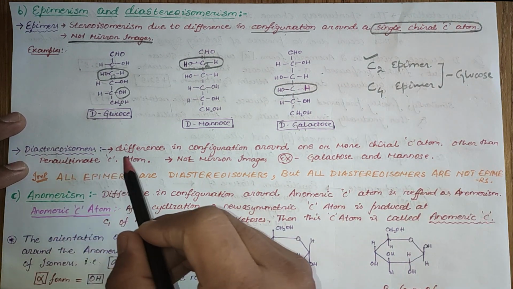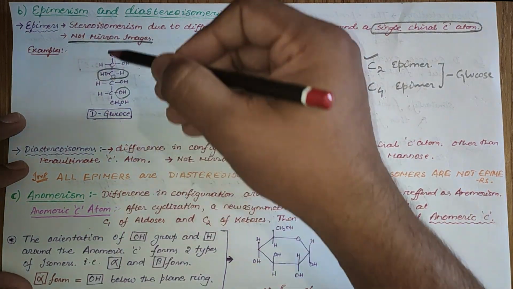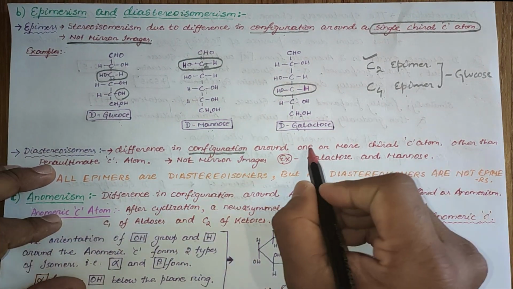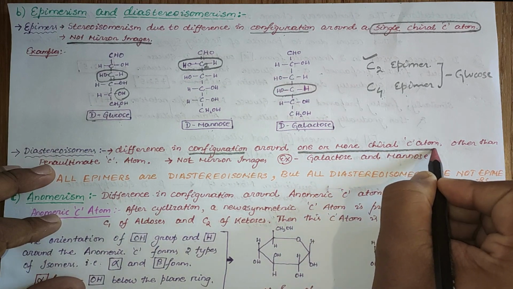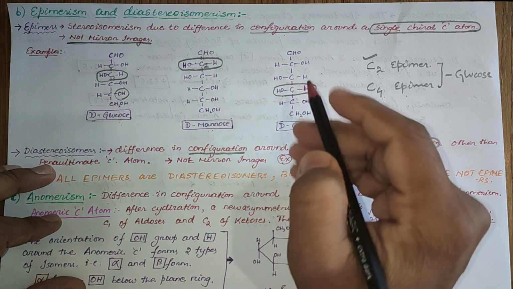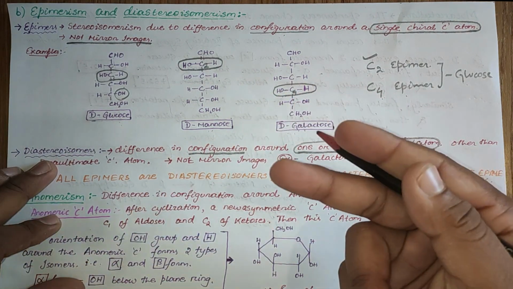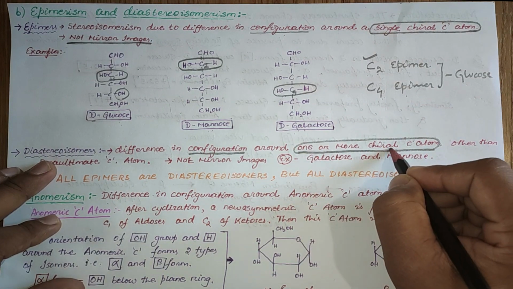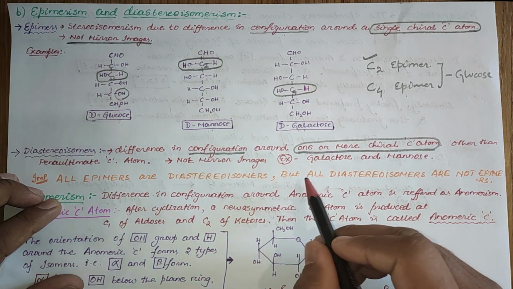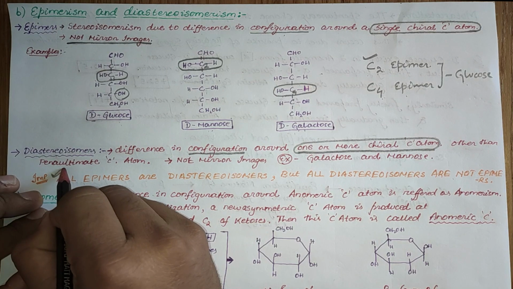Okay. Then comes diastereoisomers. What do you mean by diastereoisomers? Epimers and diastereomers are the same, but the difference is in configuration around one or more chiral carbon atoms. Here it was around one chiral carbon atom, but here the diastereomers will be around more than one chiral carbon atom. So here comes one important thing: all epimers are diastereoisomers, but all diastereoisomers are not epimers. You have to remember this.